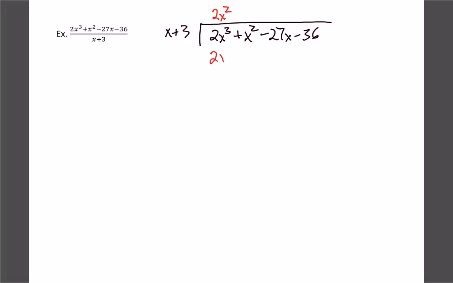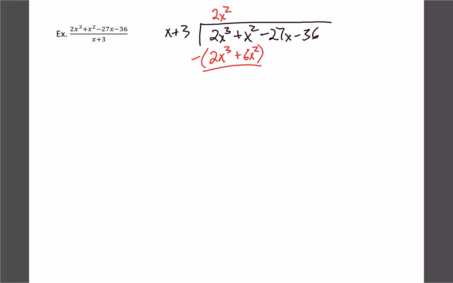Okay, so let's try another one. Here we've got 2x cubed on the top, and we're dividing by x plus 3. Let's write it as a long division setup. This one is in order, x cubed, then we've got x squared, then 27x minus 36, so that's good. Now we're ready to go. How many times does x go into 2x cubed? 2x squared. Multiply those out. 2x squared times x, 2x cubed, 2x squared times 3, 6x squared.